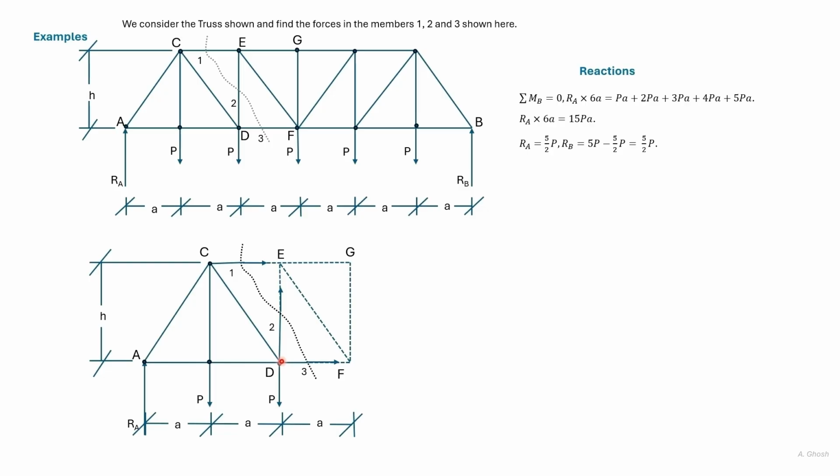Next we consider forces in the horizontal direction, which add up to 0. So there are two forces, the force in CE and the force in DF. So the force in DF would be the opposite of the force in CE.